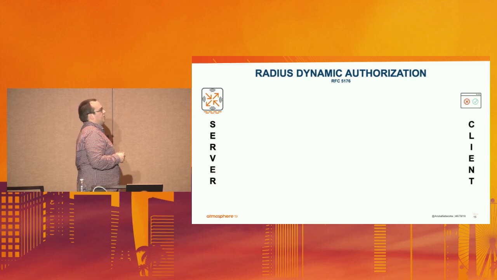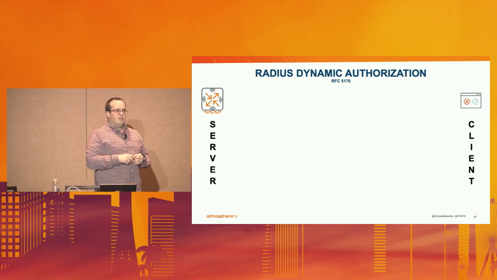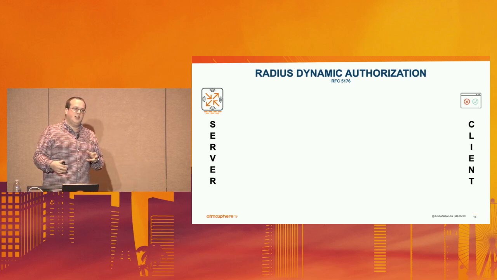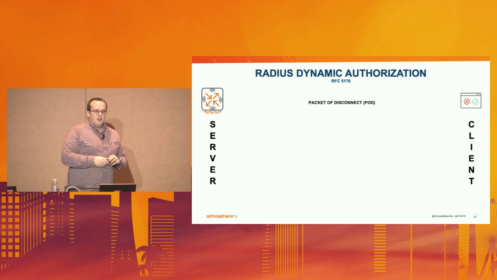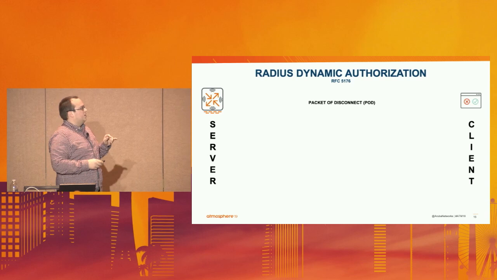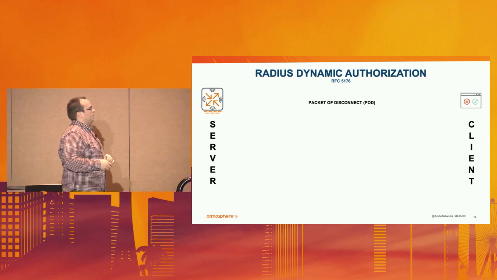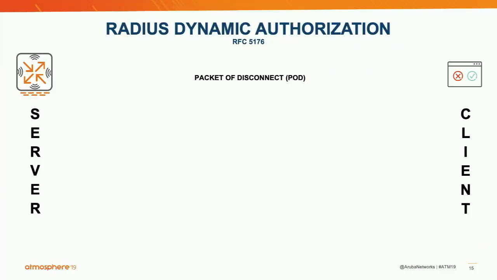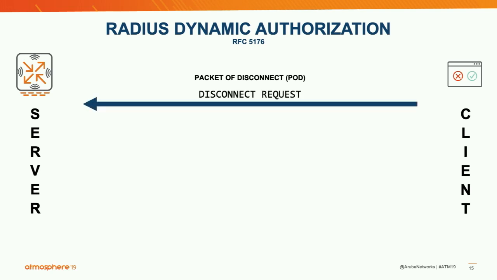In terms of dynamic authorization, this is often incorrectly called COA. Dynamic authorization is both COA and disconnect. They're not the same thing. Essentially, this is RFC 5176, and the first type of dynamic authorization request is a packet of disconnect. At a bare bones level, this is: get this device off the network. There's not much more to it. Most vendors support it, no matter what. So it's pretty standard for a disconnect.